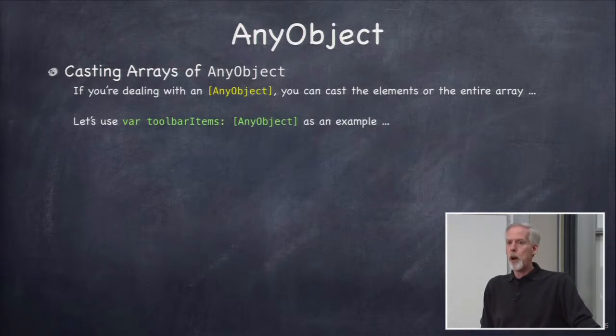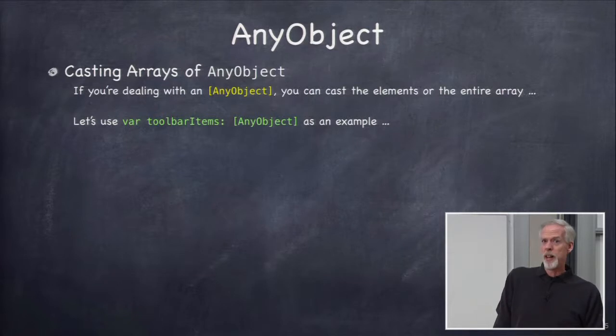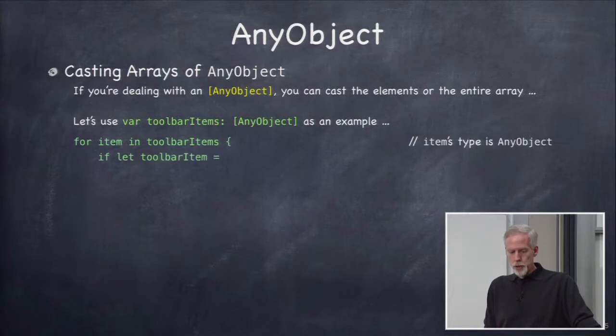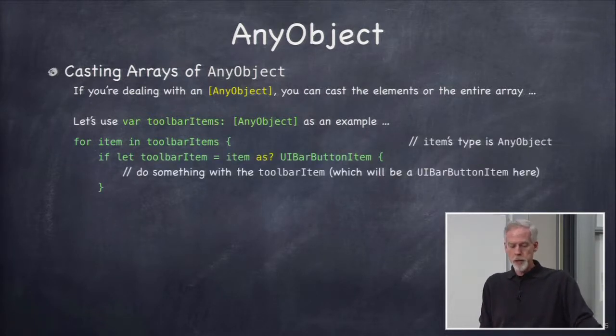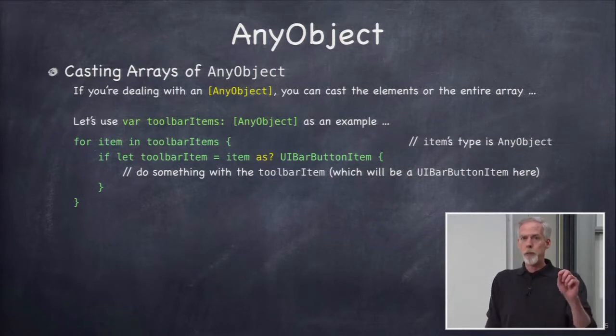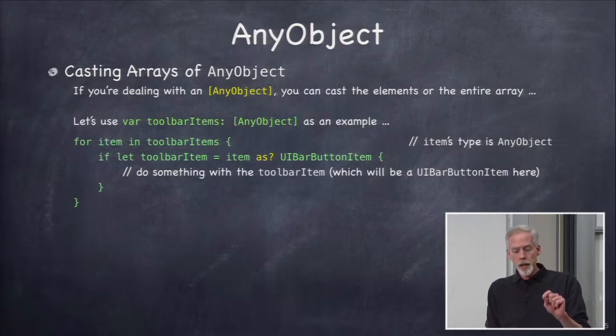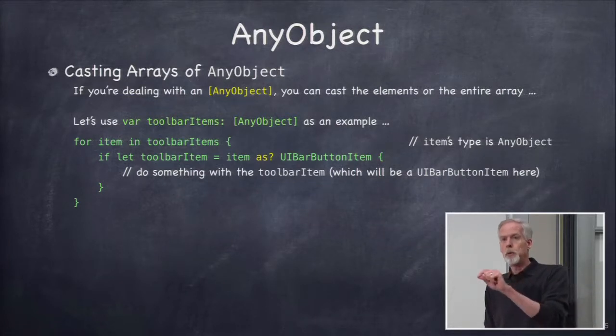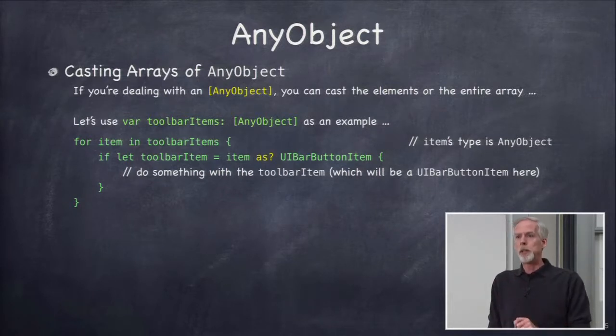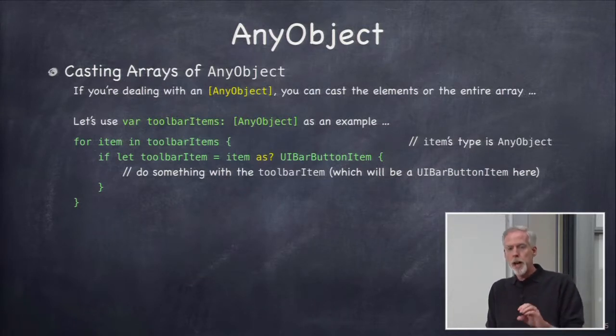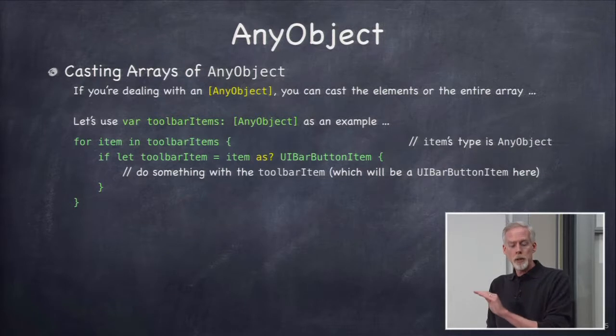So let's use the toolbar items one. That toolbar items, that's a property in UI view controller, and it returns an array that's going to have UI bar button items in it, but for historical reasons, it returns the square bracket of any object. So I can say for item in toolbar items, then item is going to be an any object. So I'm enumerating those any objects, and I'm actually having my variable item be any object. But then inside, I'm saying if I can let the toolbar item equal, be a UI bar button item, then I'm good to go. So you see how I'm enumerating this array of any objects, and then inside I'm doing the as question mark.